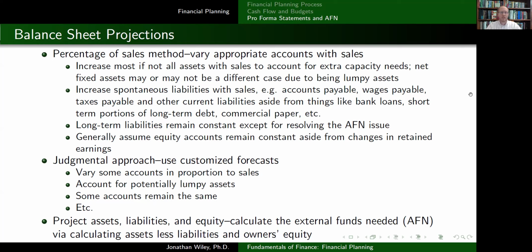And then you could look at the next line item in your balance sheet and work up a customized forecast for that based upon the unique circumstances of the firm. And basically vary certain things with sales, keep other things maybe the same, account for the fact that, all right, I need to buy fixed assets, but it's going to come in a huge lump. It's not just going to go up in the same proportion of sales. So you could actually do a customized line by line forecast.